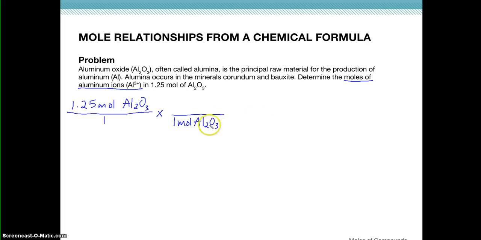Well, that's what the subscript tells us. There are 2 moles of aluminum ions in every 1 mole of the compound. So this cancels here. We multiply and we get 2.50 moles of aluminum ions. So our formula tells us what's called a mole ratio, moles of one thing to moles of the other. We get that ratio from the subscripts in the compound.